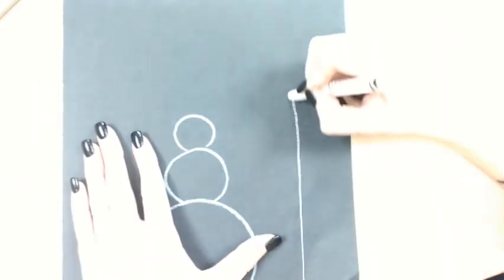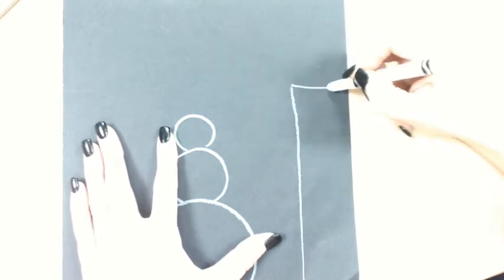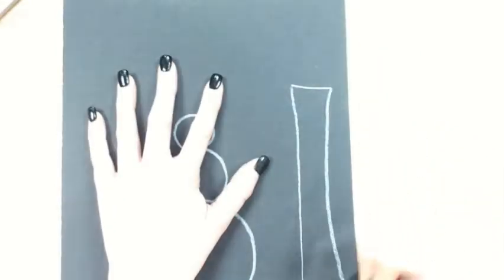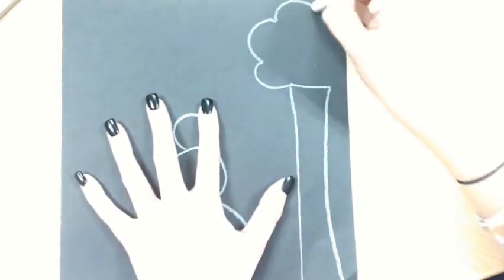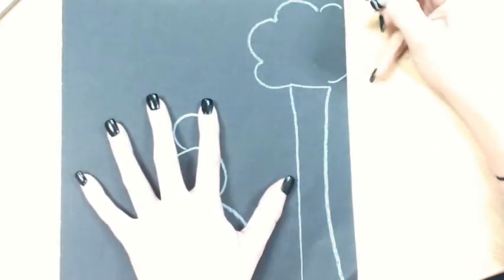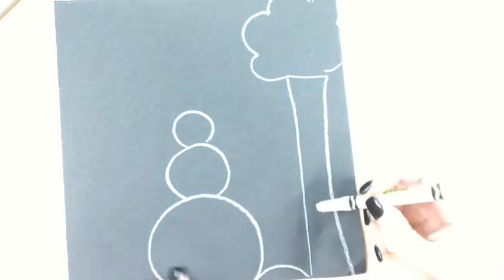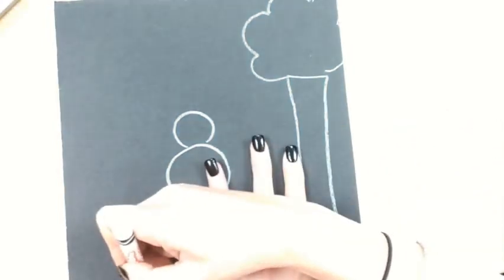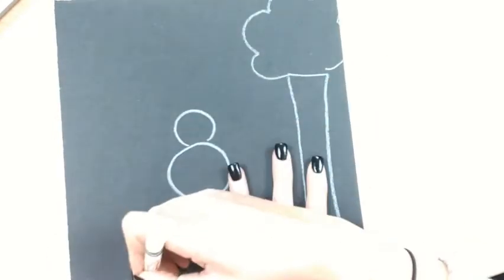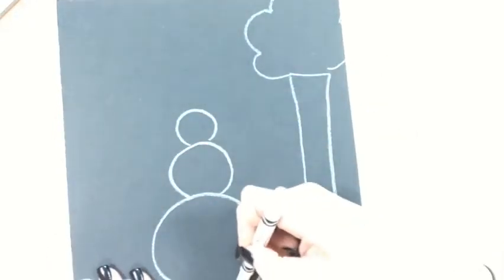So next, what we're going to do is I'm going to draw a tree. So remember from last week how we talked about shapes. So everything in this picture is a shape. The snowman's a shape, the trees are shapes, the trunk of the tree is a rectangle, the circles for the snowman, and then I'm going to draw some snow on the ground. So I'm going to make some snow piles, I'm going to do some half circles, so everything has a shape.